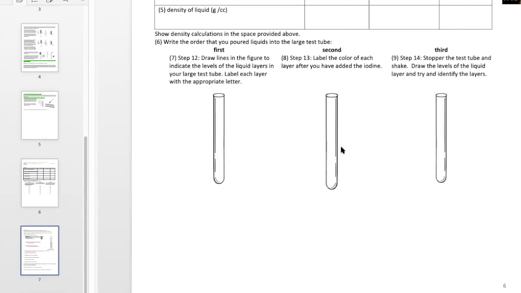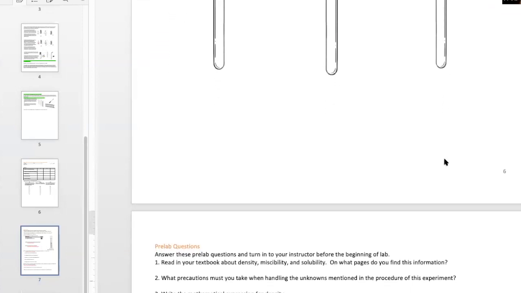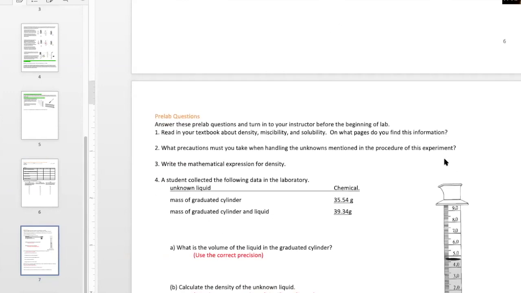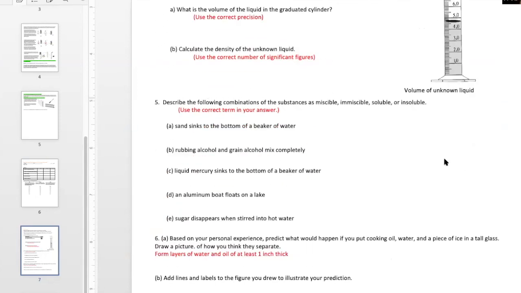Label the colors. Okay, when you add the iodine, stopper it, shake it up, and redraw the different layers again. It looks like two of them do mix. So two of them are miscible. The third is not. Then you guys answer, hopefully you answer the pre-lab before you do the experiment.